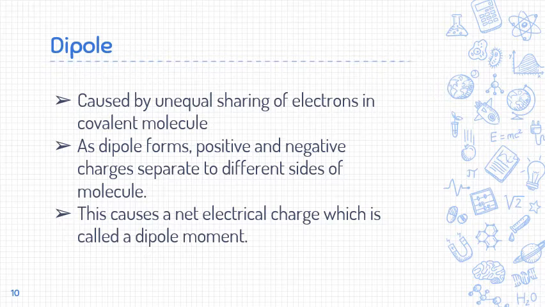And as that happens, then the positive and negative charges are going to separate to two different sides of that molecule. So essentially the area that's got the electrons, the one that's hogging the electrons, is going to have a more negative charge. And the atom that is not hogging the electrons is going to have a partial positive charge. And we call that net electrical charge a dipole moment.